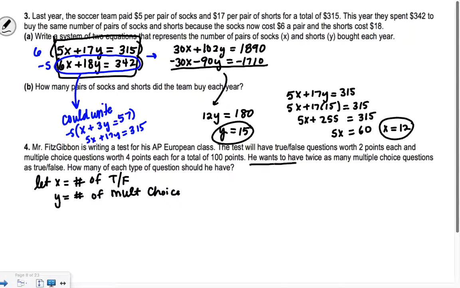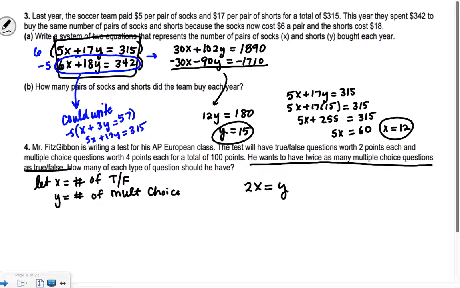So when we say he wants to have twice as many multiple choice questions as true-false, set up an equation for that. Twice as many multiple choice as true-false. So 2 times x has to equal the number of multiple choice, right? He wants to have double the number of true-false questions for his multiple choice questions. Do you guys see that? Okay, so twice as many multiple choice questions as his true-false questions.